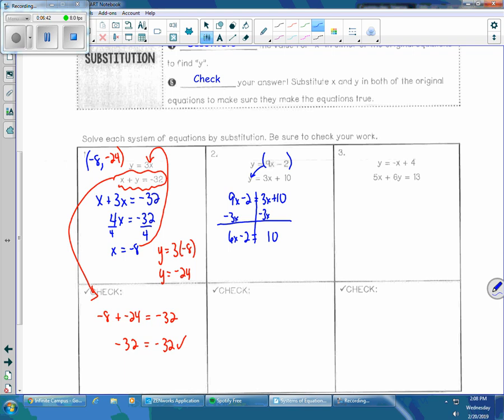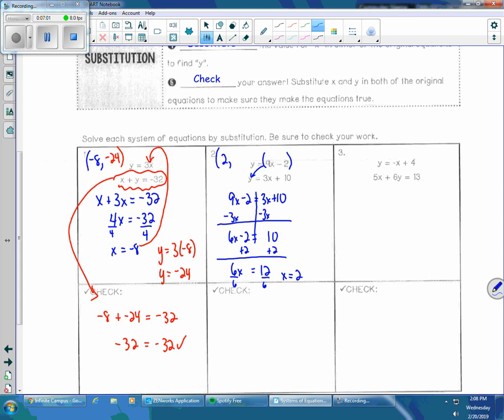Now I want that x term to be all by itself. So I'm going to add 2 to both sides of the equal sign. I have 6x equals 12. Divide both sides by 6. And x is going to equal 2. So I'm halfway to my solution.